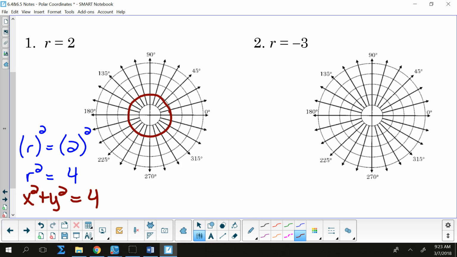r equals negative 3 now. Lukey? So I go left 3, right? So my starting point is right there this time, because that's 0 degrees, but a negative r value. And then what do I do? It's a circle, but it's coming around this way. So it still gives me a circle.